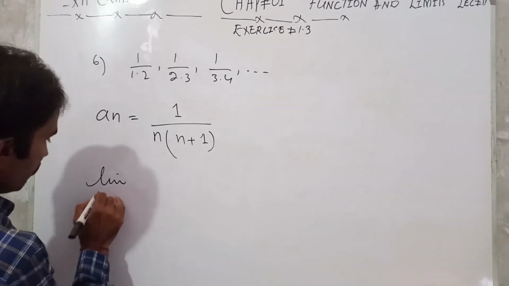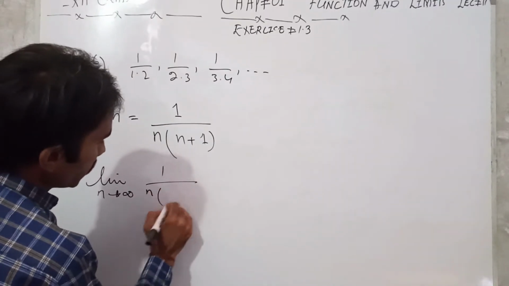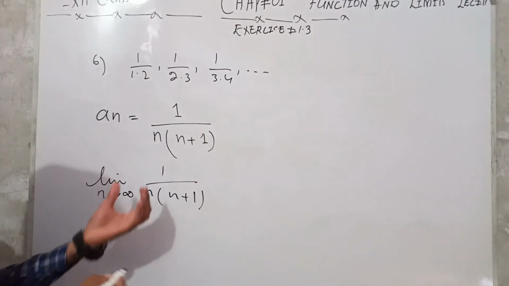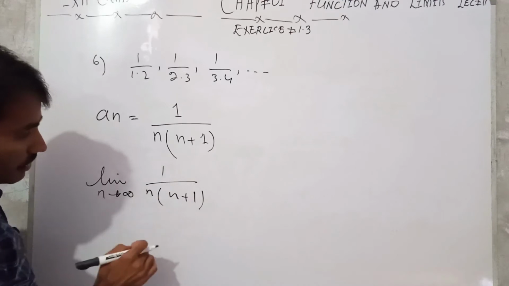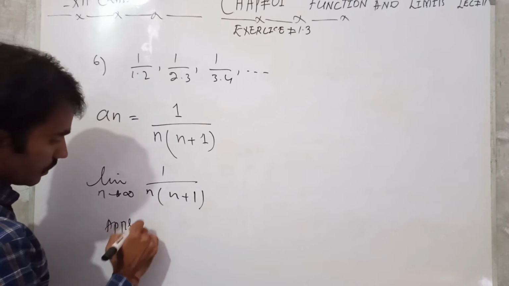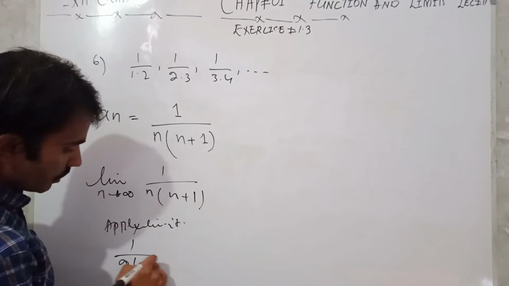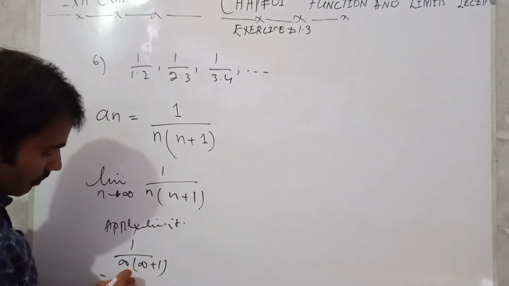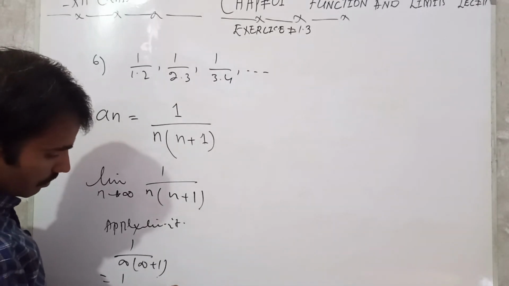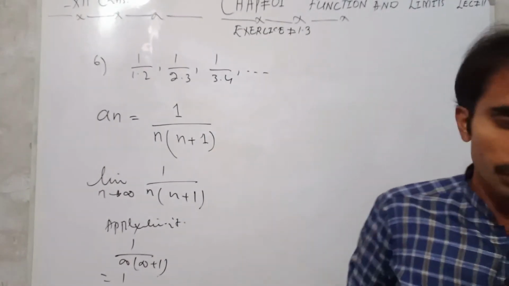Now limit n approaches infinity of 1 divided by n times n plus 1. In that we do not have a term in the numerator, so we just apply the limit directly. When we apply the limit, it becomes 1 divided by infinity square plus infinity. Then it will be 0, because anything divided by infinity is equal to 0.